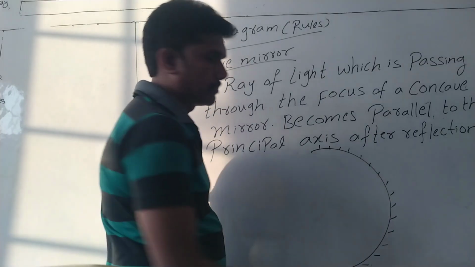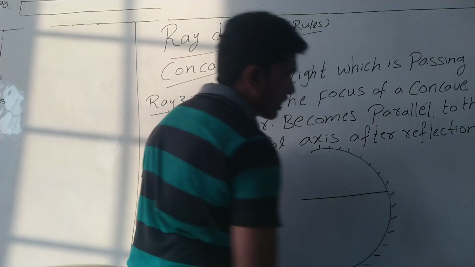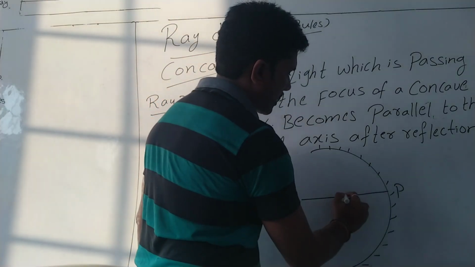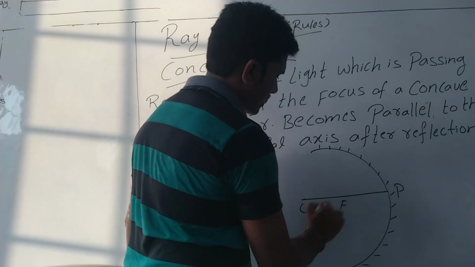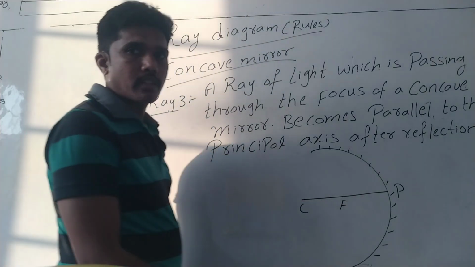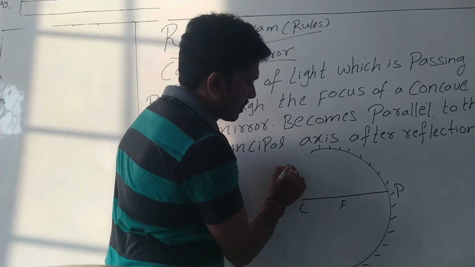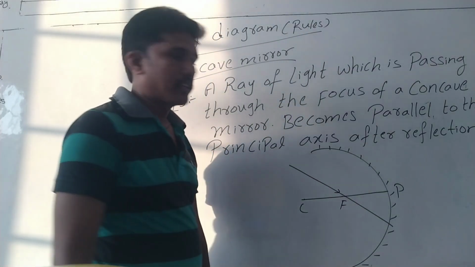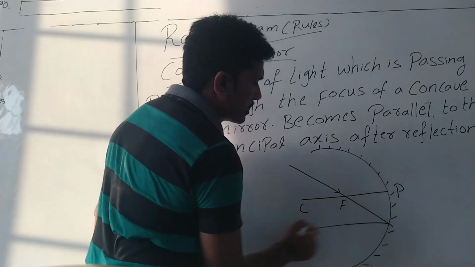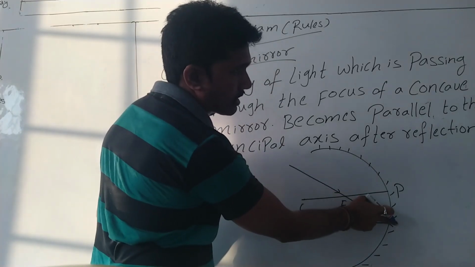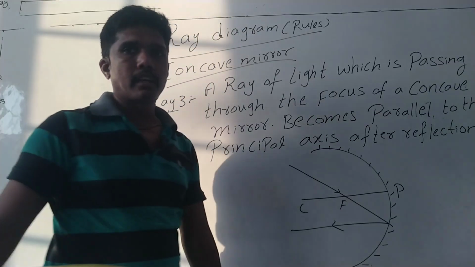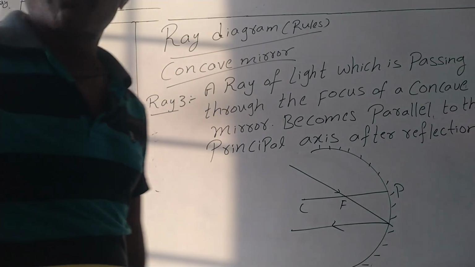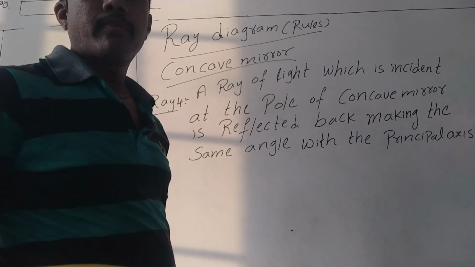This is the concave mirror. Concave mirror means converging mirror. This is the pole. Here is F. Here is C, the center of curvature. I want to explain ray 3. The ray which passes through the focus, after reflection, goes parallel to the principal axis. That is ray 3. Just pause and note down.